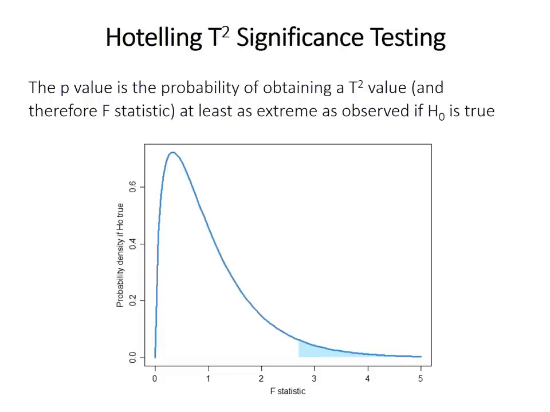So the p-value, as typical of all tests, is the probability of obtaining a t-squared value, after it's been converted to an F statistic, at least as extreme as observed if the null hypothesis is true. And so the F distribution with the appropriate degrees of freedom tells us the expected probabilities of finding particular values in the case where the null hypothesis is true. So this distribution here shows us what to expect when the null hypothesis is true. So if we want to know the probability of finding a value at least as extreme, we just need to look at the area under the distribution at or beyond the F statistic that we obtained in the test.